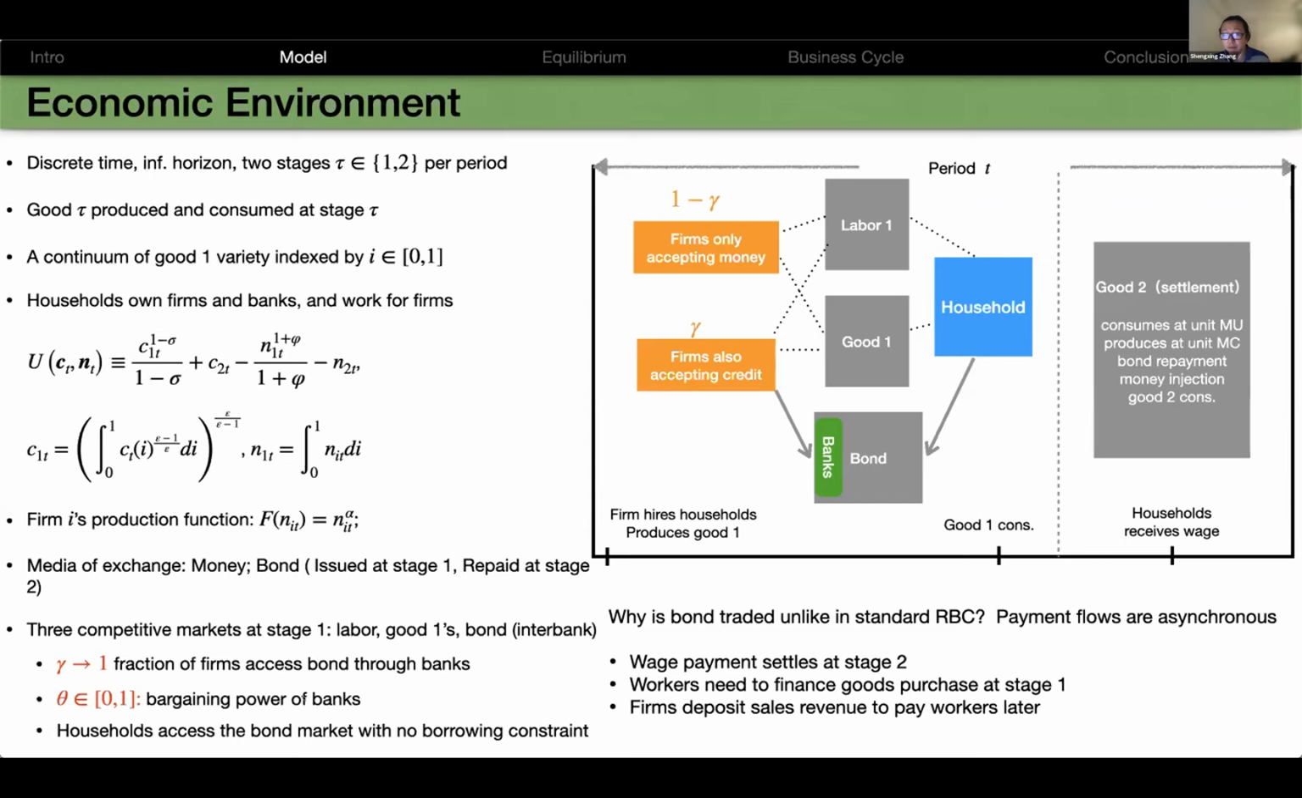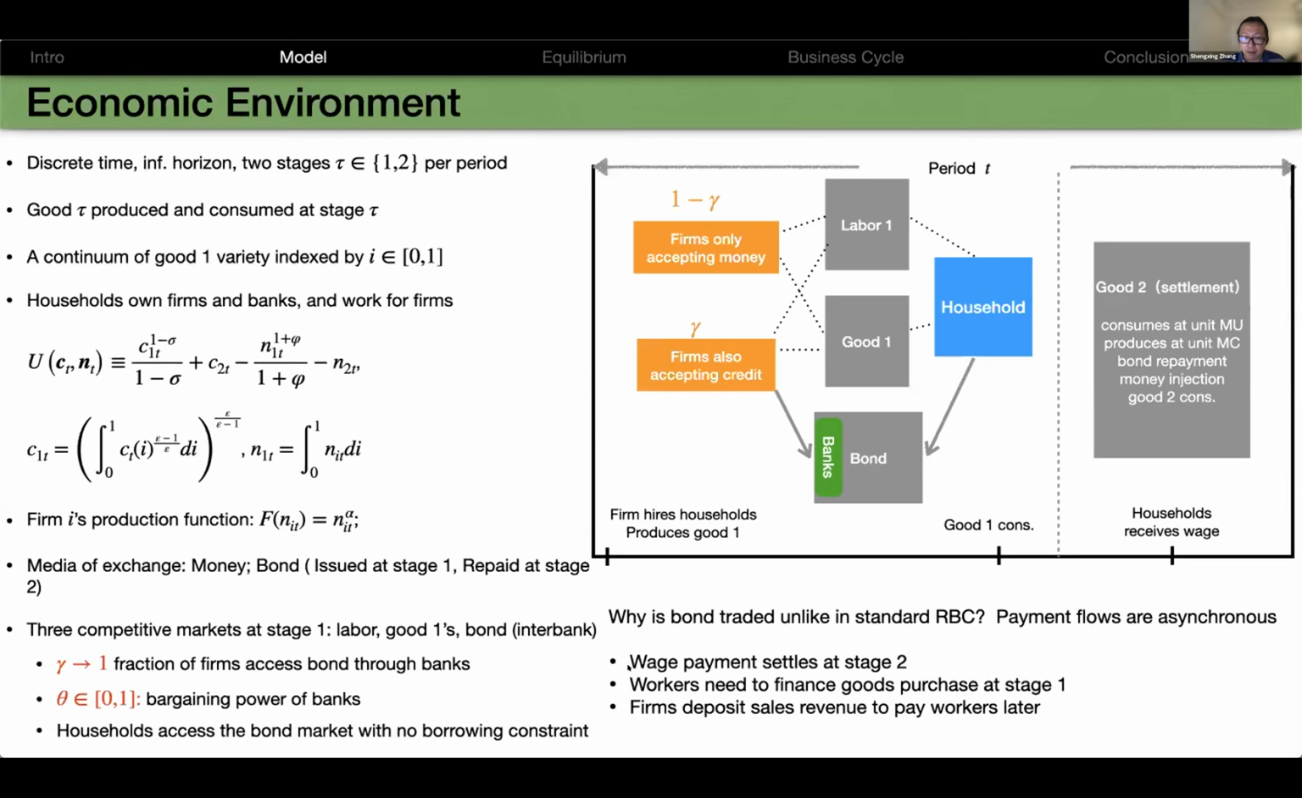But then there's a question. In a standard RBC model with representative agents, even though there's a bond, it is not traded; it's an illiquid bond. In equilibrium, the bond is in zero net supply, no one saves, no one borrows, and then those frictions about the deposit rate the bank charges wouldn't matter. But the question is why it matters here in our model. That's exactly because there's payment friction: payment flows are asynchronous for the firm.